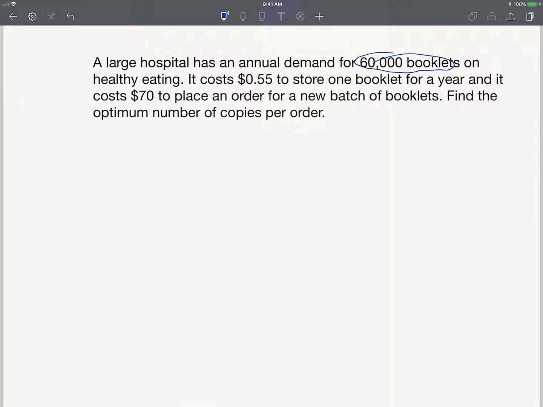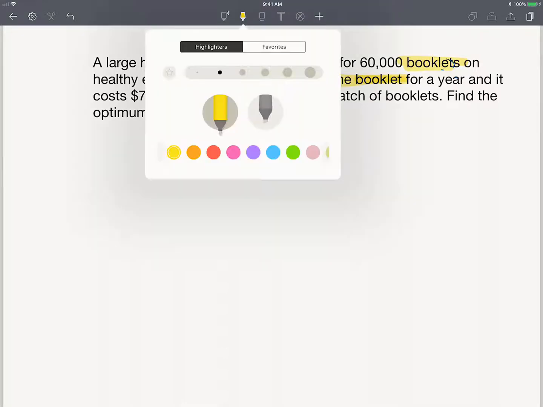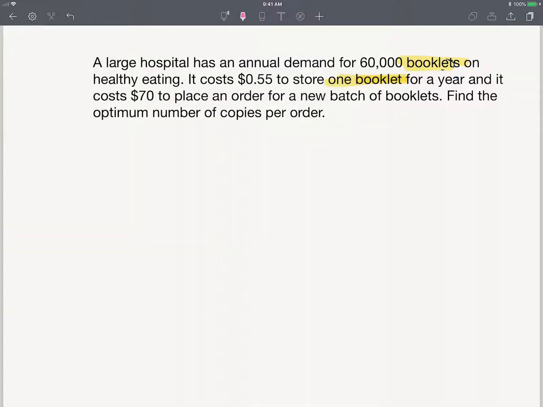On healthy eating, it costs 55 cents to store one booklet for a year. So this is a little bit tricky to figure out how they're going to do this for a year, but we'll talk about it in a minute. And it costs $70 to place an order for a new batch of booklets. Find the optimal number of copies per order. So now something to realize is that although up here it's saying everything in terms of the number of booklets, it costs 55 cents to store one booklet, down here it says find the optimal number of copies per order.